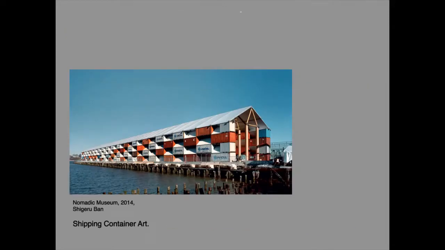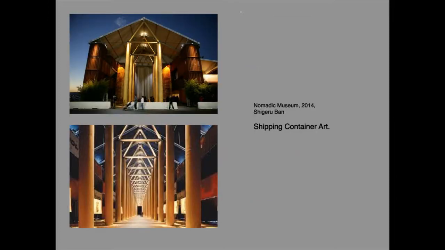In this building, which is the Nomadic Museum by the architect Shigeru Ban, all of the elements are structural. The external walls are load-bearing and consist of repurposed shipping containers. They provide enclosure and also contribute to the support of the roof, which is also supported on internal columns. Everything visible, apart from the roof surface, is part of the structure.